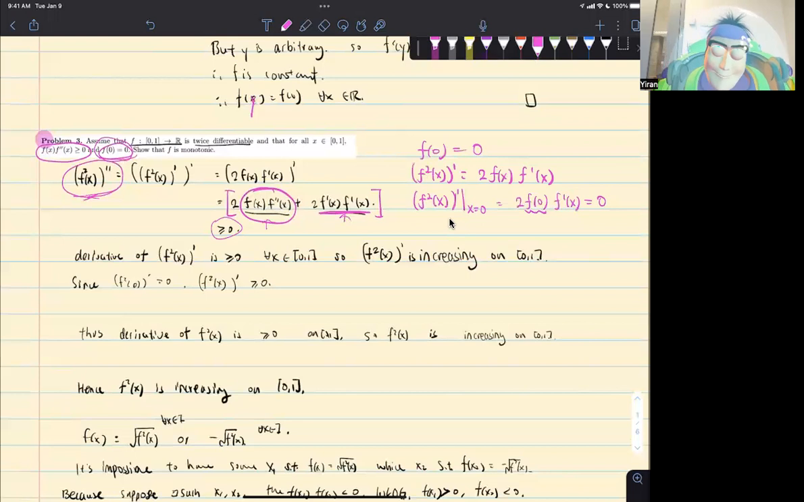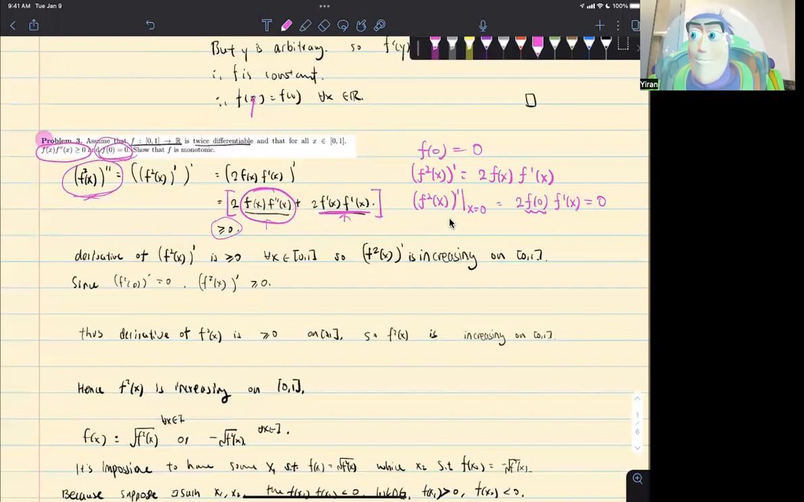And because the second derivative of f squared is non-negative, that means the first derivative of f squared is an increasing function. Okay, it is an increasing function. Therefore, for every x that is larger than 0, the first derivative of f squared at a point that is larger than 0 is going to be larger than 0.